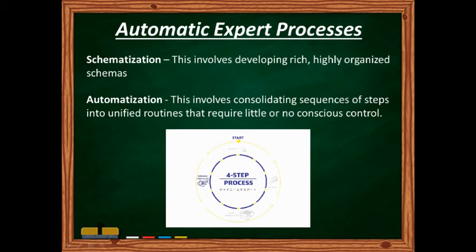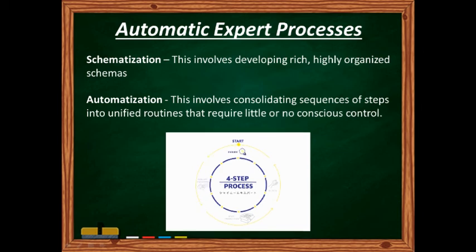Automatic expert processes. Experts have the ability to automatize various operations which they can retrieve and execute easily while working forward. There are two processes. Schematization. This involves developing rich, highly organized schemas. Automatization. This involves consolidating sequences of steps into unified routines that require little or no conscious control. With the use of these two processes, experts may shift the burden of solving problems from limited capacity working memory to infinite capacity long-term memory. In contrast, novices use their working memory, leaving them with less working memory available to monitor their accuracy and progress, unlike experts who can use theirs in full capacity.